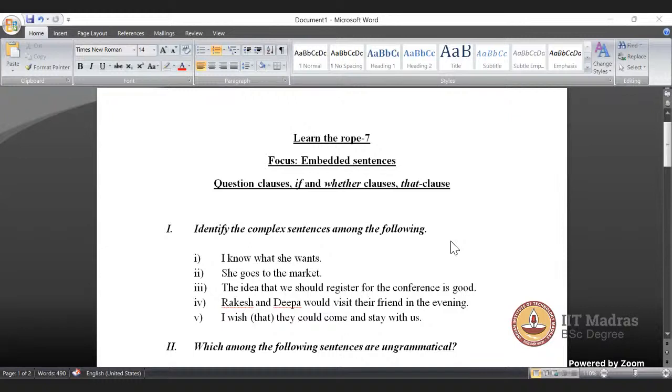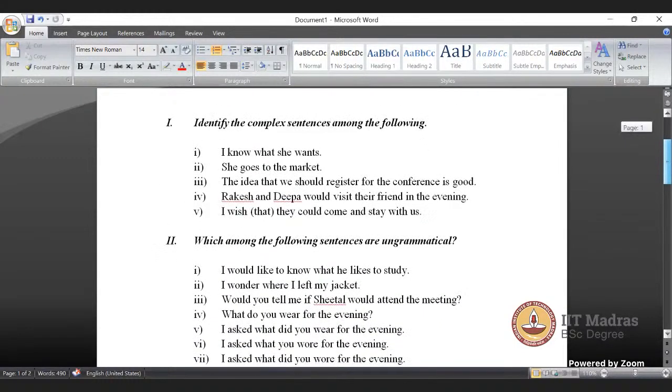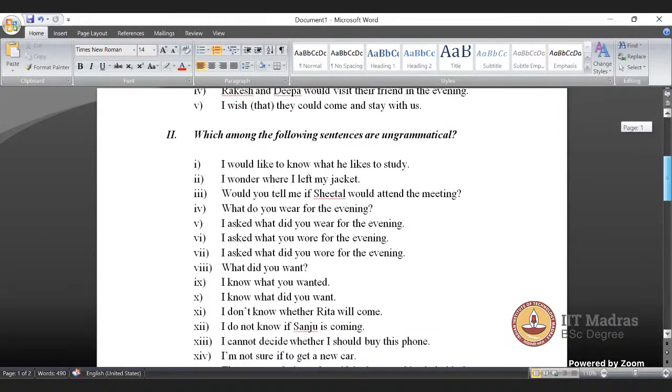You look at object position, right? Not the subject. Subject can be complex or compound, but that doesn't affect our judgment of what is a complex sentence. It's only the object that helps you do that. Okay. All right. So now we'll move on to the second part of the question.